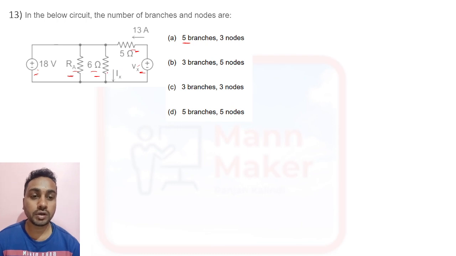And node means where two or more elements are connected. Like if you see this voltage and this resistance are connected here, so this is one node. Here this resistance and this resistance are connected, so this is another node. And here this voltage and this resistance are connected, so this is another node. So there are three nodes. Option A is the right answer: 5 branches and 3 nodes.